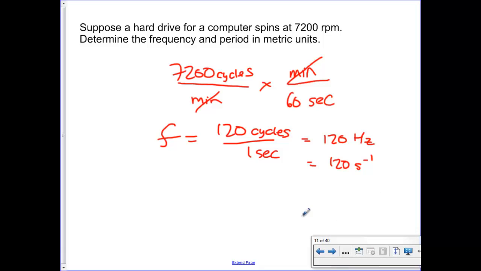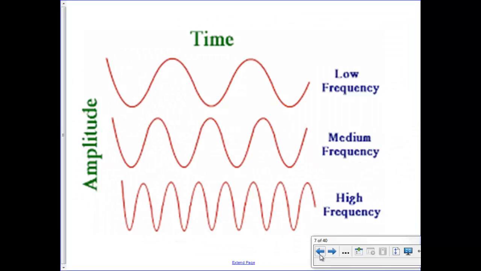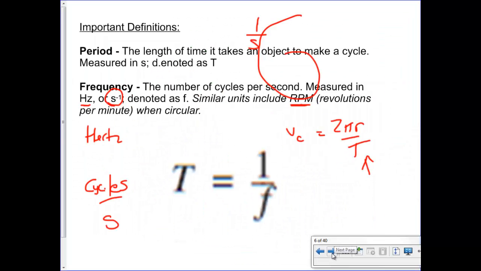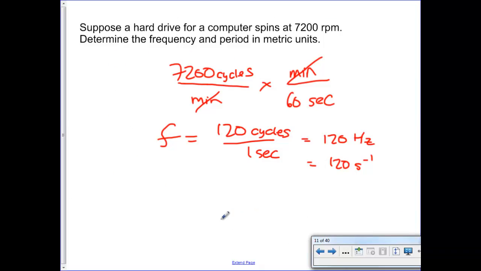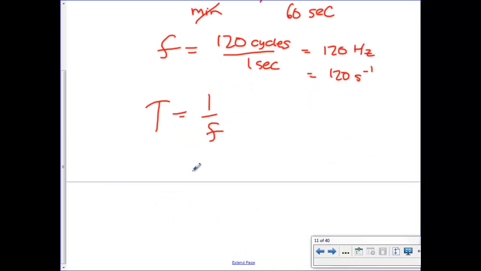That makes sense so far? Okay, then to find period, there's a formula for it, which I kind of glossed over. It was back here. T equals 1 over F. This is on your data sheet, just so you know. So if you can find frequency, then T equals 1 over F. So then if you have 1 over 120 seconds to the minus 1, what's 1 over 120?